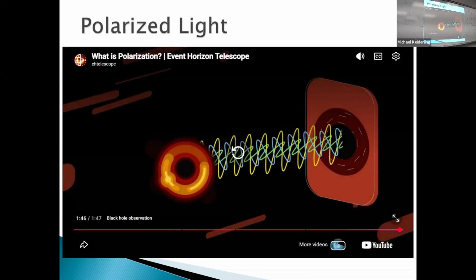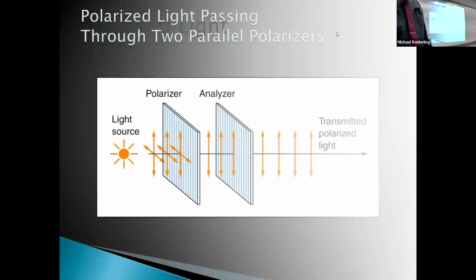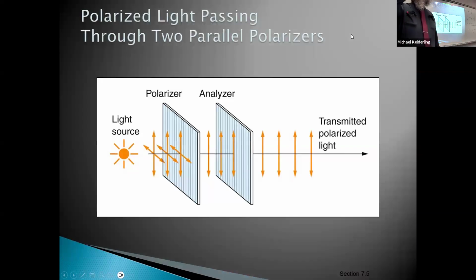And if you want to see an image of a black hole and the polarization of the light coming from it, you can look that up at the Event Horizon Telescope. They've managed to image the black hole in the center of M87 and also the black hole in the center of our own galaxy. So a polarizer is basically a bunch of slots that only allow the light to go in one direction.